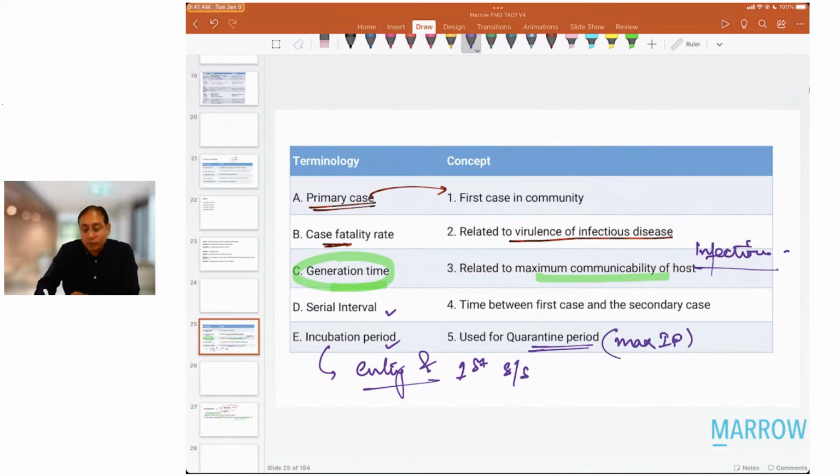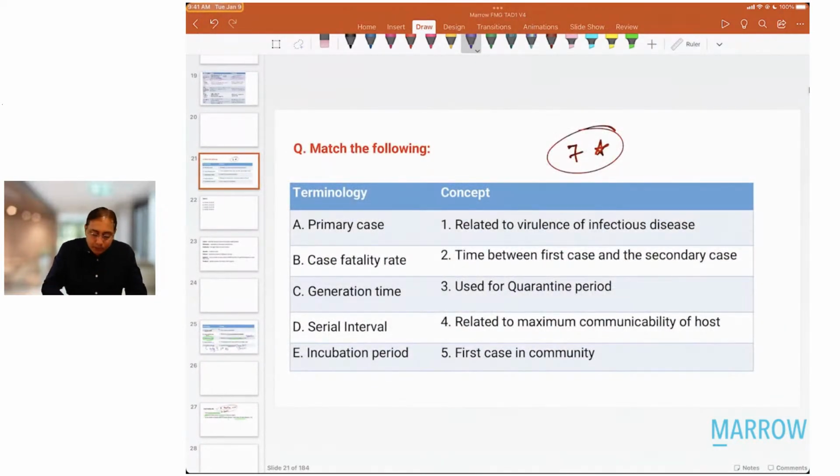Generally, it is done for 2 times the incubation period, but usually, the technical term is that it is done for the maximum incubation period. That is what the quarantine period is. So that is the match the following.